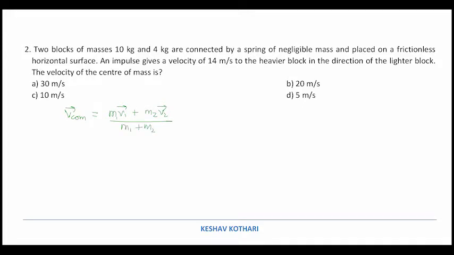So if we substitute the values, we have a heavier block that is given a velocity of 14 meter per second, the lighter block that is 4 kg which is initially at rest, upon the total mass that is 10 plus 4, 14. On solving it out, we obtain 10 meter per second. So the velocity of center of mass is going to be 10 meter per second. That is, option C is correct. We can note over here that the spring force is an example of an internal force, and it will not be responsible for the change in the momentum of the system. So let us move to the next problem.